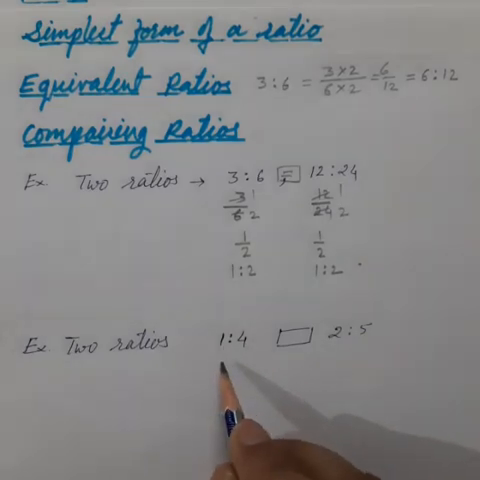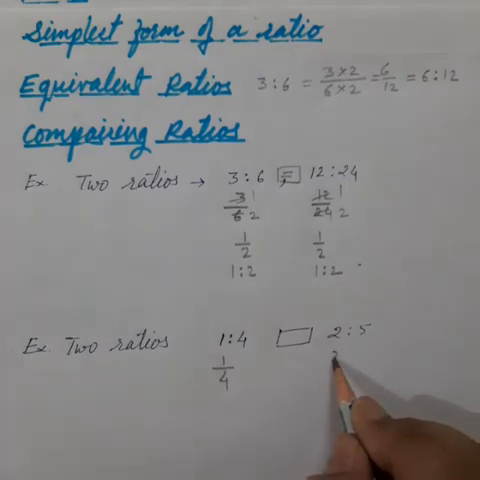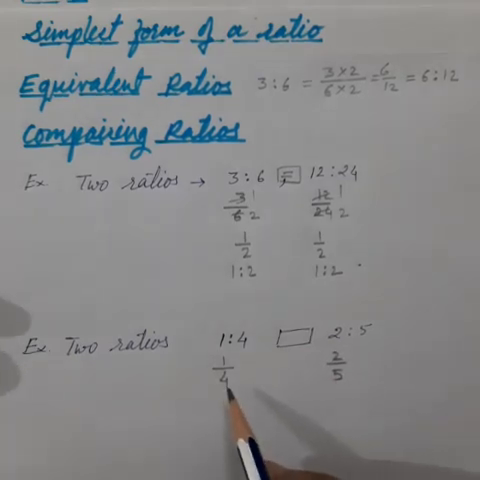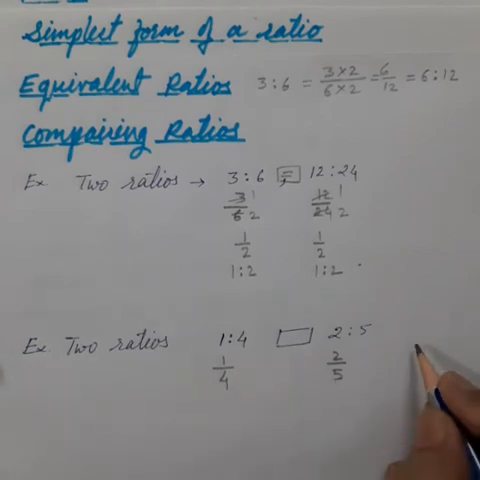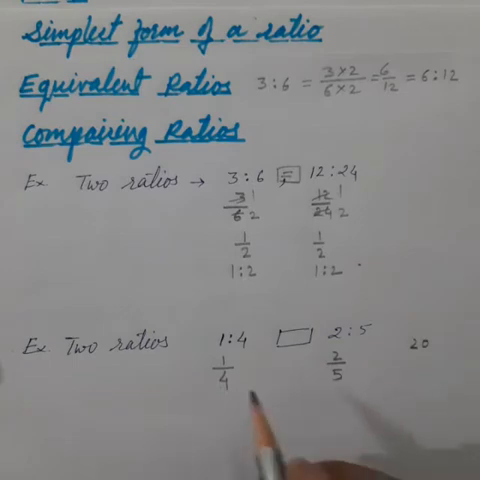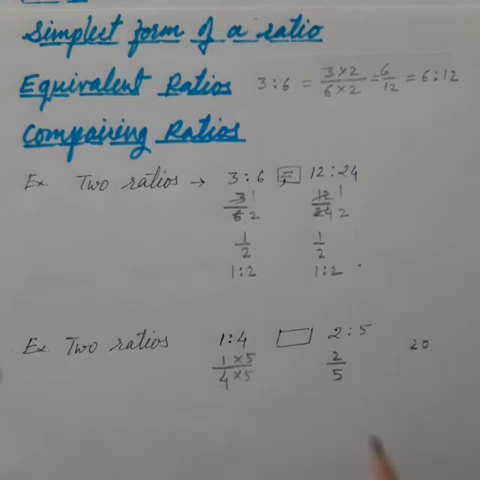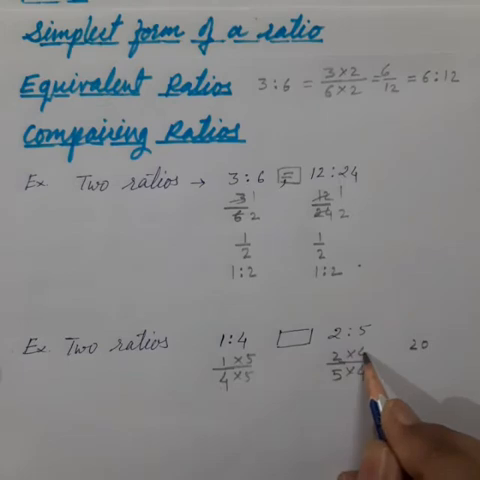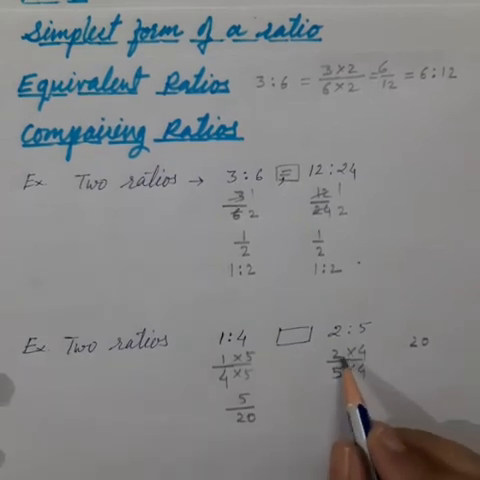1 by 4, first convert it into fraction. Here 2 by 5. And now find out the LCM of denominators. LCM of 4 and 5 is 20. So make the denominators same. 4 5s are 20. So multiply both numerator and denominator by 5. And 5 4s are 20. So multiply both numerator and denominator by 4. 5 1s are 5 and 4 5s are 20. Here 4 2s are 8 and 5 4s are 20.